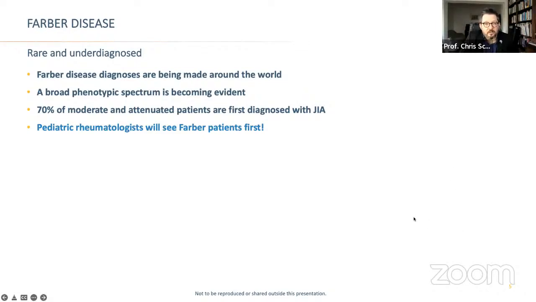70%, though, of these children who have moderate and attenuated Farber disease are first diagnosed with JIA, which is to us as pediatric rheumatologists and rheumatologists a frightening thought. So we will see these children, they will pass through our hands. I'm quietly confident some have passed through my hands before I heard about Farber disease.